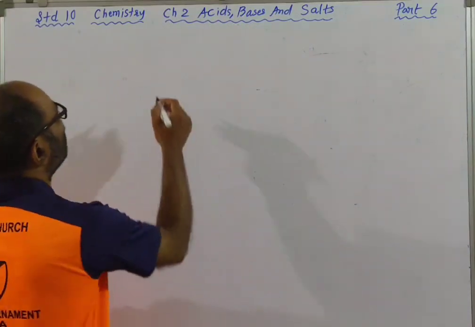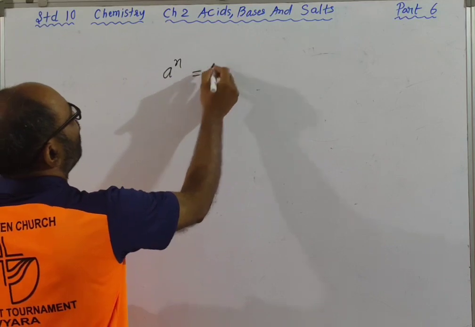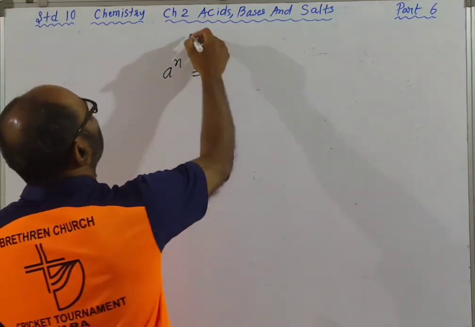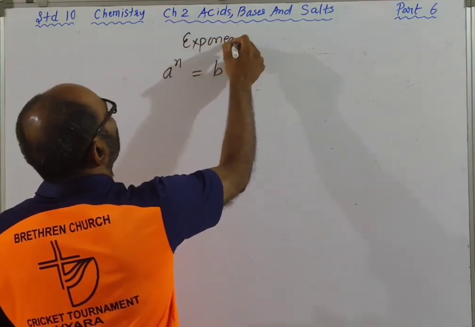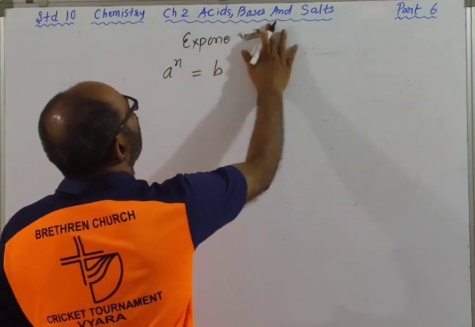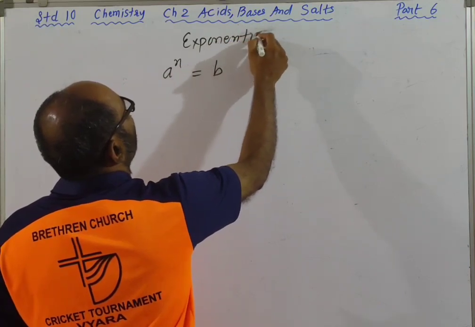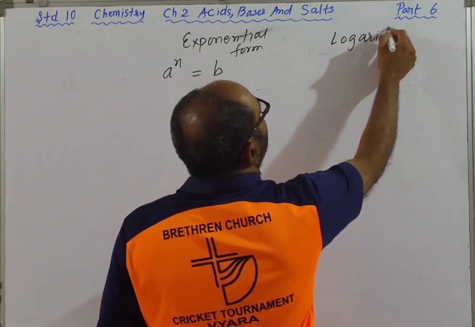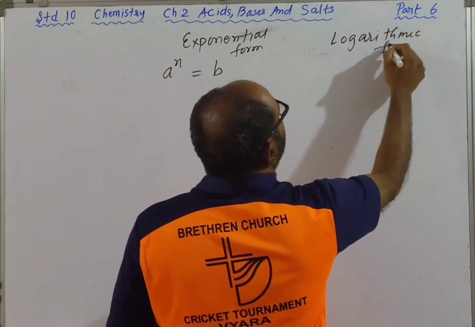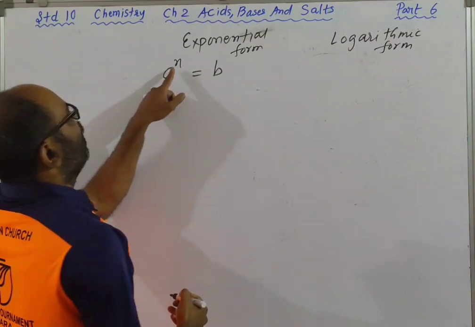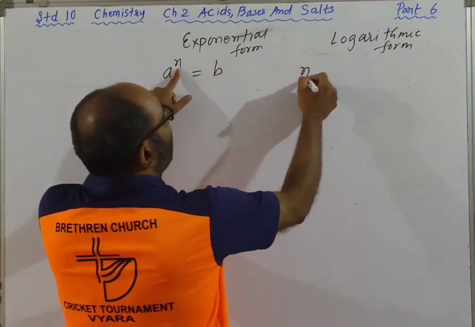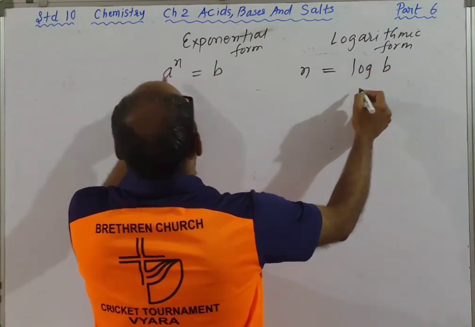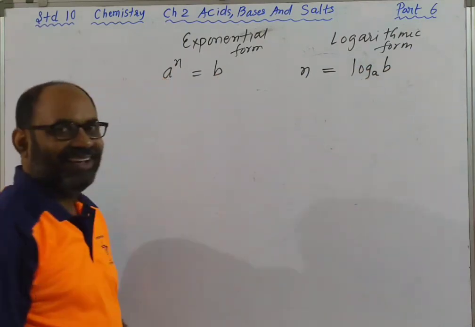Suppose one power is there, a raised to n, and the value of that power is b. You can convert this exponential form into logarithmic form. Let's convert into logarithmic form. What is the index? The power n is equal to logarithm of b to the base a.